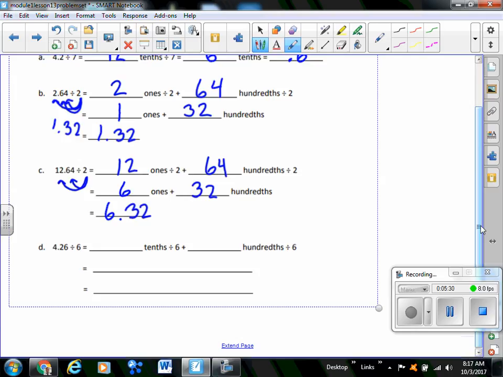We got to look at this one. We aren't able to divide 6 into 4, so we've got to go to the tenths. 6 can go into 42 tenths. And then we're left with a 6 in the hundredths place, which is going to equal 6 goes into 42 tenths, so that's going to be 7 tenths, plus 6 goes into a hundredth one time, so that's going to be 1/100th.